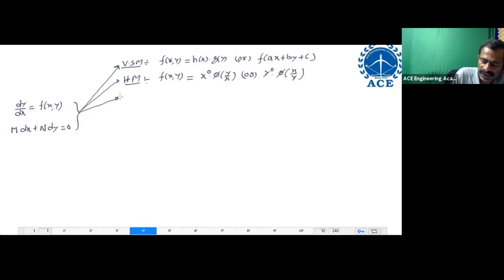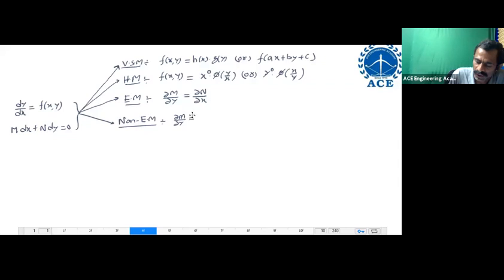If these two method conditions fail, then we go to the third method, that is the exact method. The condition for exact is dou M by dou y equal to dou N by dou x. Suppose this condition is satisfied, we stop here and do the problem by the exact method. Suppose this condition fails, then that will be a non-exact differential equation. For the non-exact case, we have five methods for finding integrating factors, when dou M by dou y is not equal to dou N by dou x.